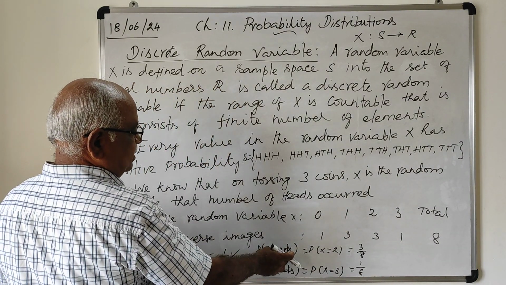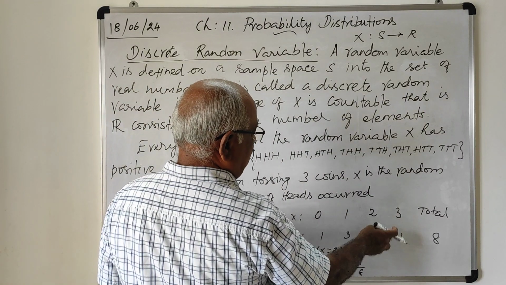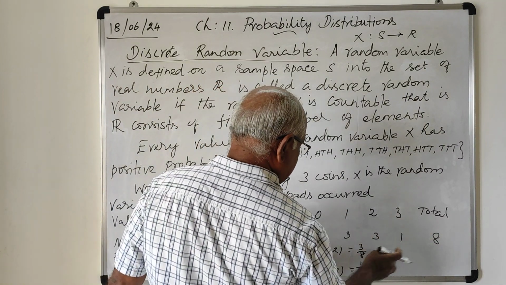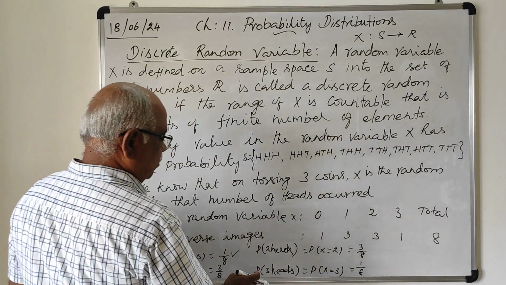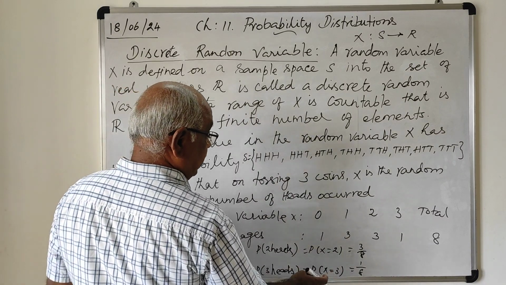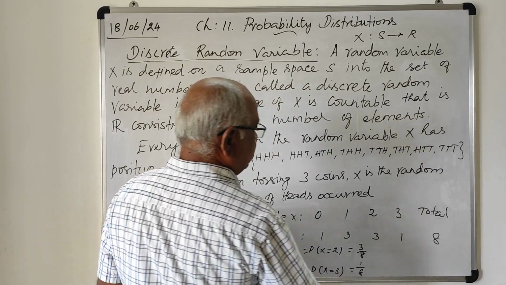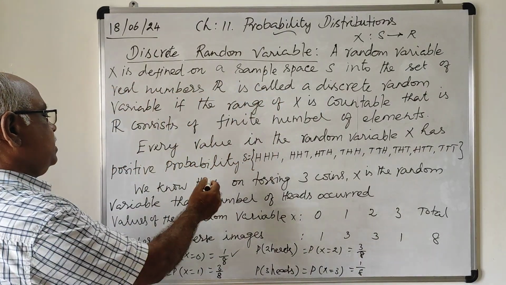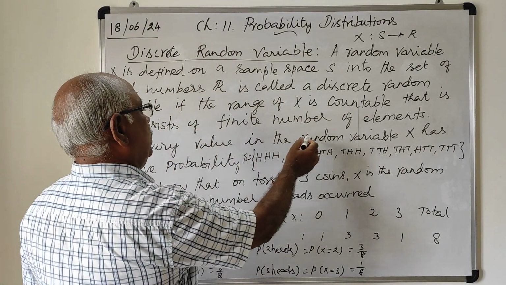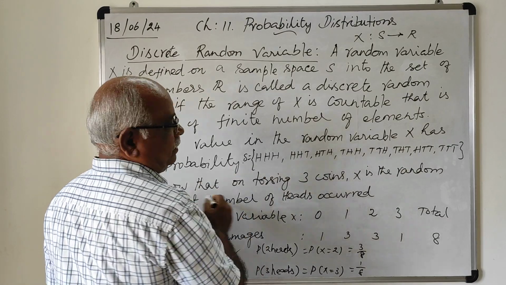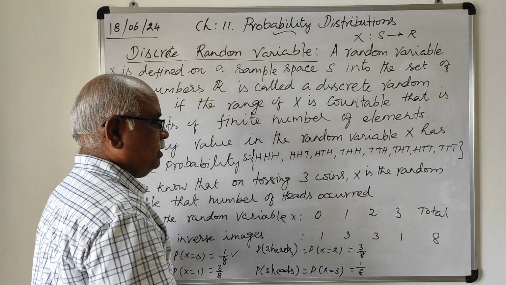Similarly, the probability of two heads: two heads are assigned the real value 3, therefore this is also 3 by 8. And the probability of 3 heads, that is P of X equal to 3, is 1 by 8, because 3 heads occur one time. So each real value in the random variable has positive probability.